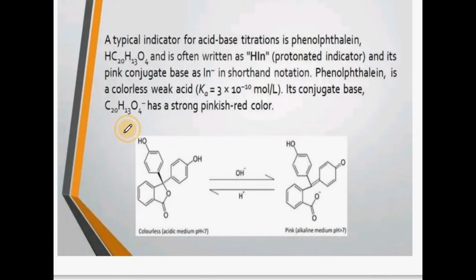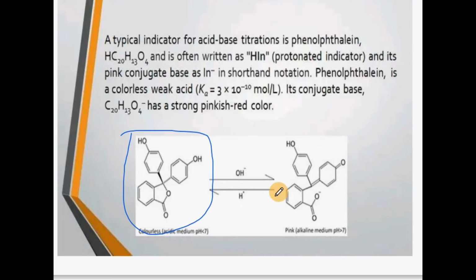Now this is the phenolphthalein structure. It has an ester link here. This is the structure in acidic medium, and this structure in acidic medium is colorless. Now if you add the base, this base is going to cause ester hydrolysis. So this ester bond is going to be hydrolyzed to form a free carboxylate ion, and this carboxylate ion results in a pink color. So if you keep adding a base to a colorless phenolphthalein, it will turn pink. And that pink is just the hydrolysis of the ester bond in the phenolphthalein by the base.